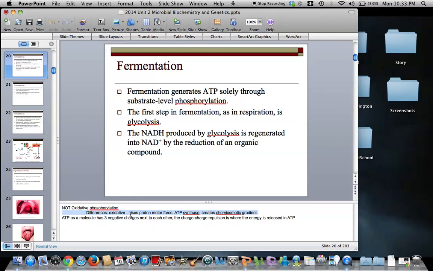Differences, obviously: oxidative phosphorylation uses proton motive force, ATP synthase, and that chemiosmotic gradient. ATP as a molecule, this is describing why it has energy. It's because those phosphates are negatively charged and want to move away from each other, because like charges always repel each other. And so there's a lot of potential energy locked into that bond that you break when you break ATP.